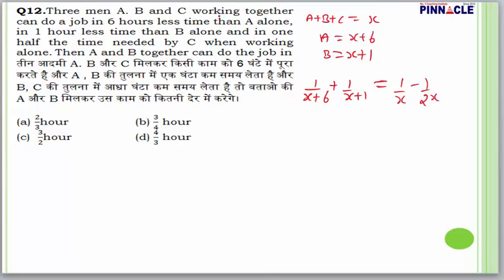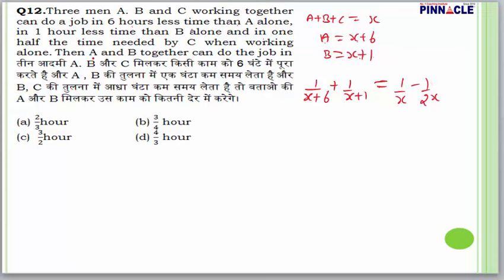A, B, C working together can do a job in 6 hours less time than A. It means A is doing it in x plus 6 hours. And in 1 hour less time than B, it means B is doing x plus 1 hours, more time as compared to A, B, C, because they will take less time, 1 hour. And in 1/2 of the time needed by C, it means if they are doing it in X, then C will do it in 2X hours. And the 2X hours less means the difference of this is equal to their work. This is according to the statement.